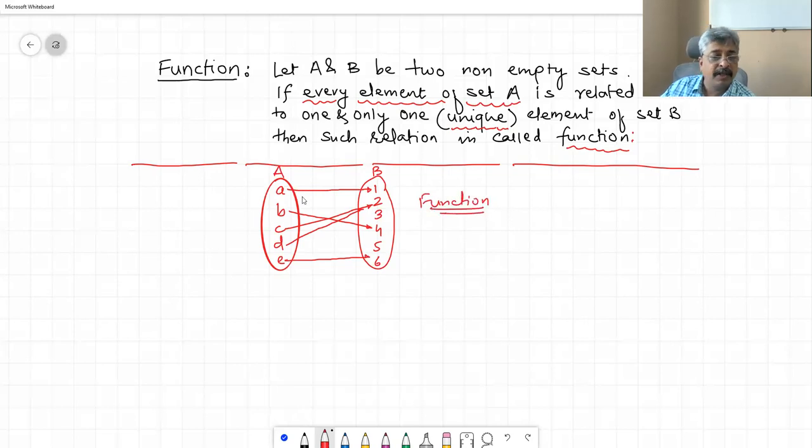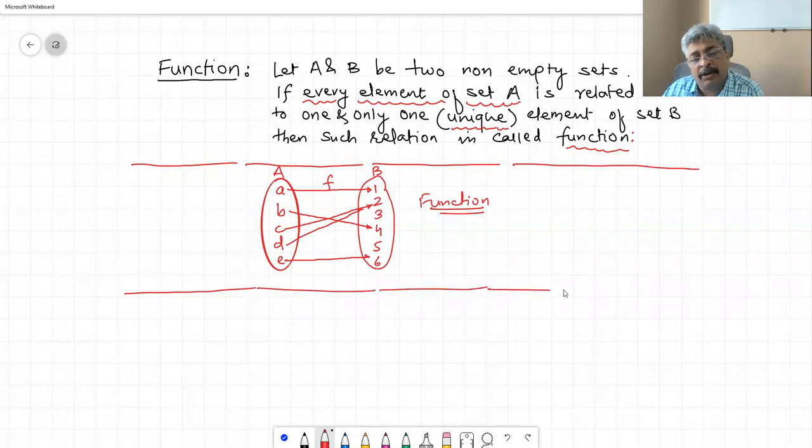We need to check two things. One, all the elements in A are pre-images of some mapping F. This is mapping F, some rule by which you are connecting elements of A to B. And so every element in set A is a pre-image under F, and there is a unique image for every pre-image. These are the two things. So every element in A and a unique image in B, these are the two things that you have to constantly keep in mind, and then only it will be a function. Otherwise it is not a function, it will be a relation.